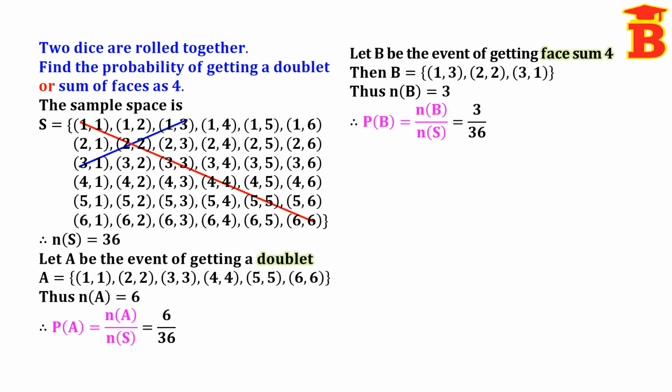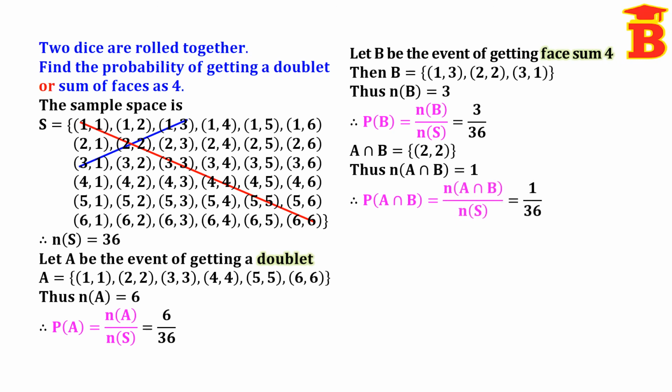Now we have to find the intersection. Just see the lines, take and write the intersecting points. See the red color line and blue color line. The intersecting point is only this, that is 2, 2. Therefore, A intersection B equal to 2, 2. We have only one element, so n of A intersection B is 1. Using the formula P of A intersection B equal to n of A intersection B divided by n of S, that is equal to 1 by 36.